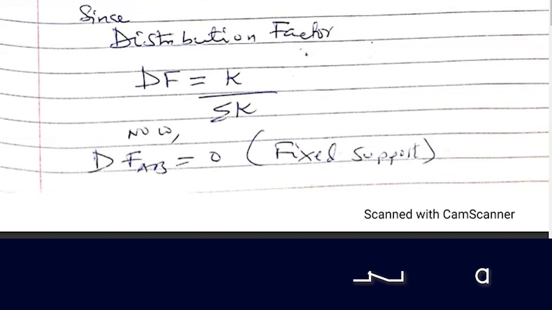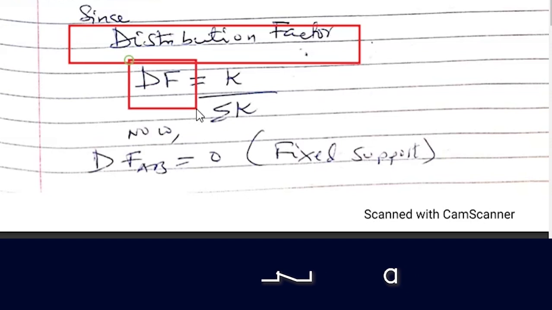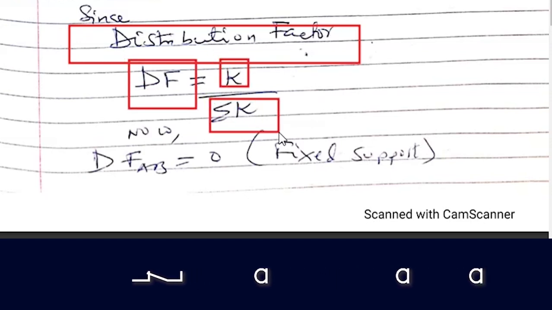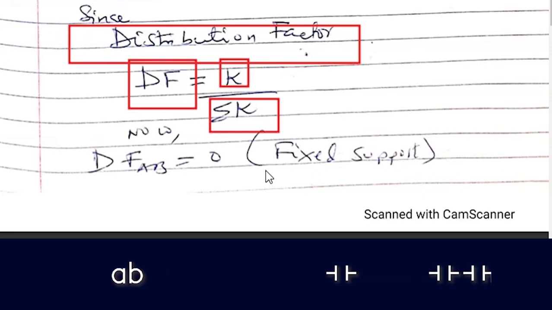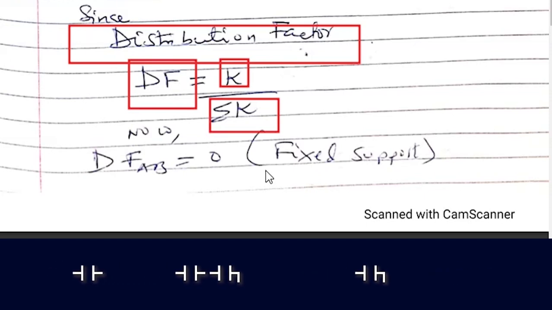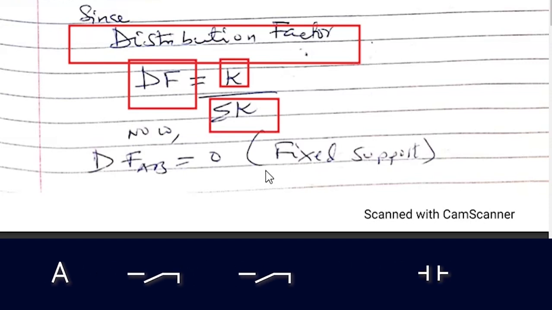Now, the stiffness factor, as you see, the distribution factor, which is DF, should be equal to the value of K over the summation of the K at the support. So it depends on the support, and how many members are connected to it. If there are two connected beams, for example, at a single support, you should take the summation of the left and right.